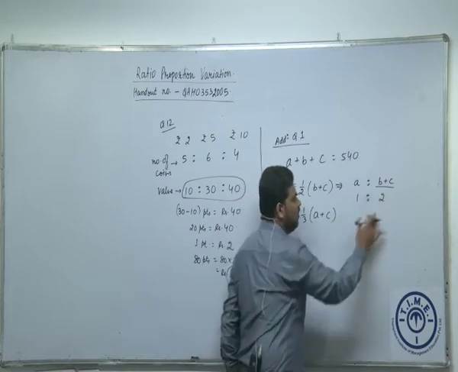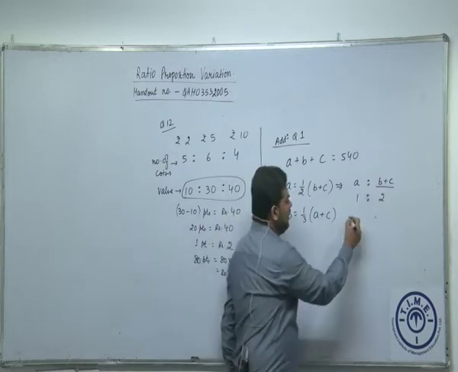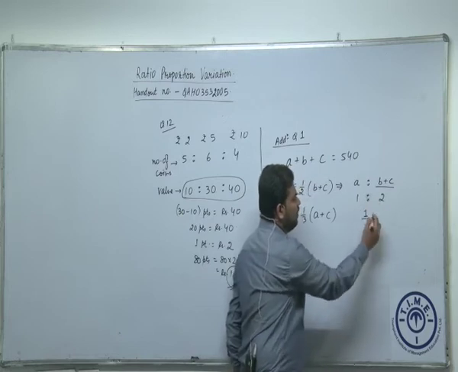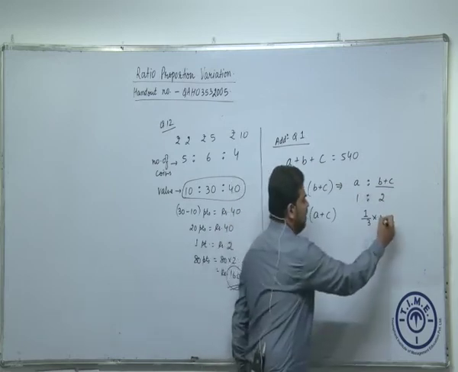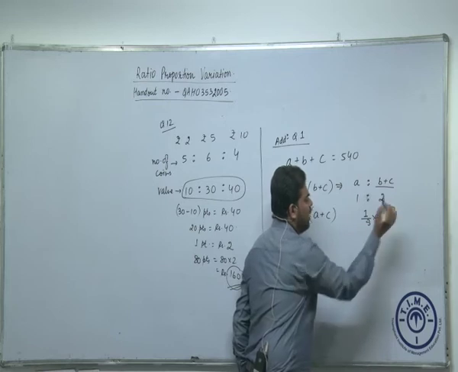Now, how many ratio points do we have? 1 ratio point for A and 2 ratio points for the total of B and C. And what is the total number of ratio points including A, B and C? It is 3 points. Can I say that A has got 1 ratio point out of the total 3 ratio points of the total amount, which is 540? If you cancel this out, how much is the amount? 180 rupees.